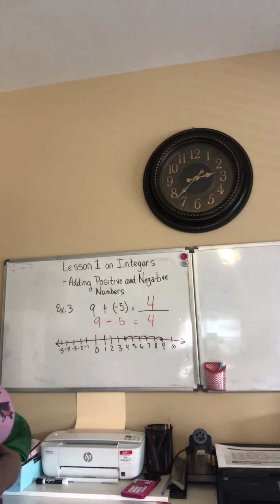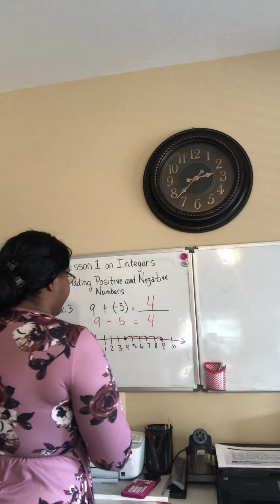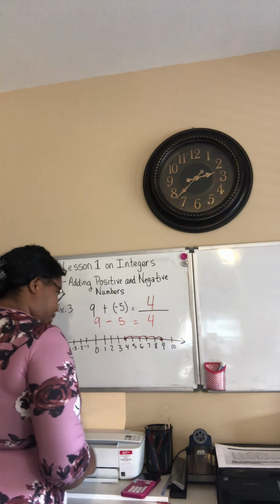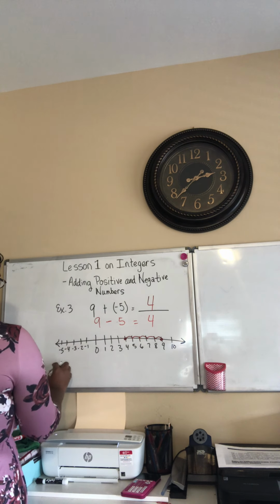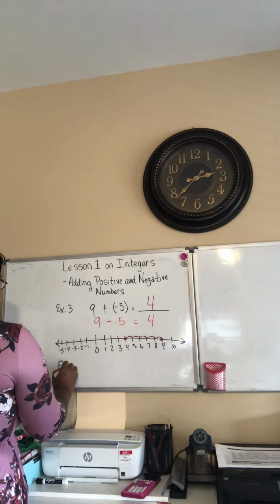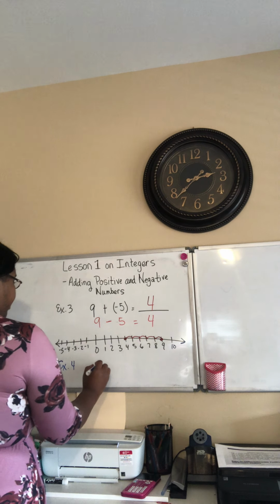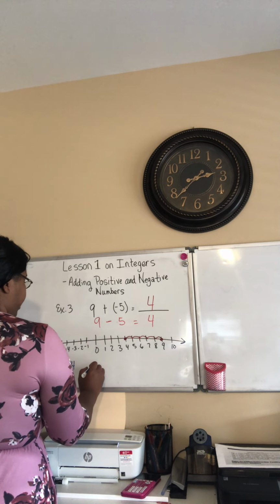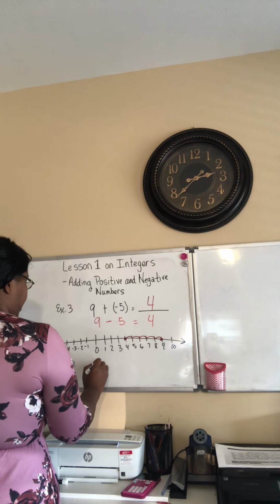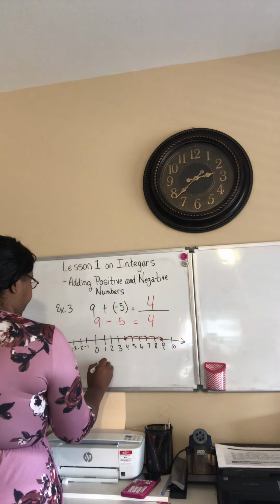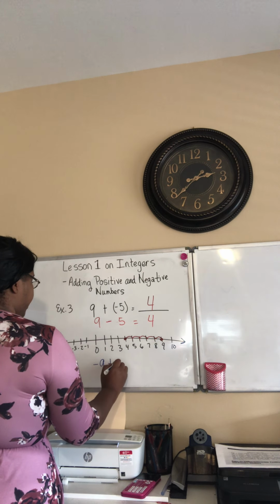Okay, now let's look at what happens. And I really want to do this example right underneath, so let's see if I can squeeze it in here, because I want to compare this for you. Let's say we have a negative 9 plus 7.